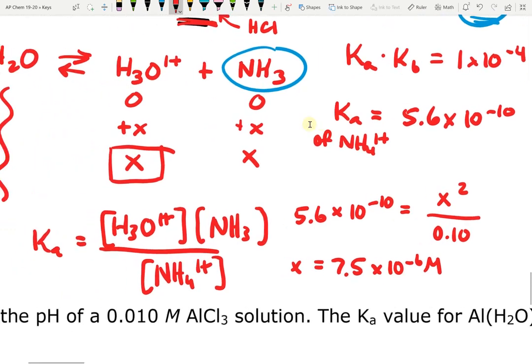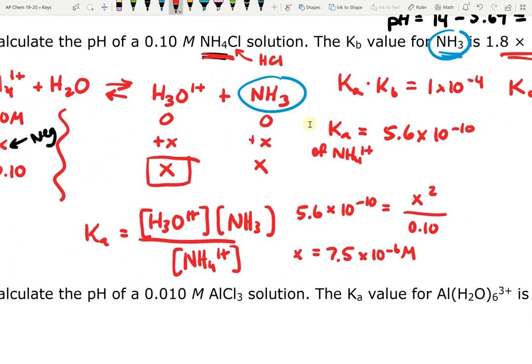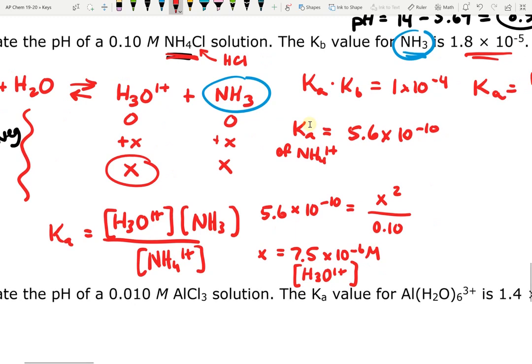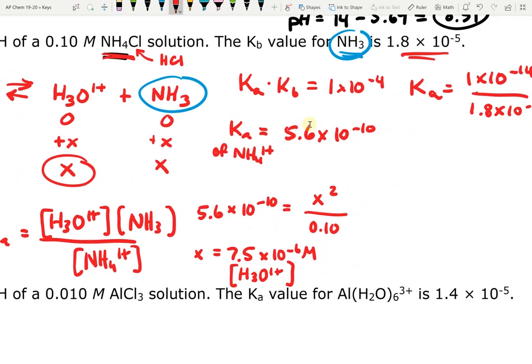And remember, according to my RICE table, that X is my H3O concentration. It's the one that we're going to need here at the end of our RICE table to get pH. That's my H3O concentration. So to get the pH, which is what they're asking for, we've only got one step left, and that's inverse log of that. So pH will be inverse log of 7.5 times 10 to the negative 6.